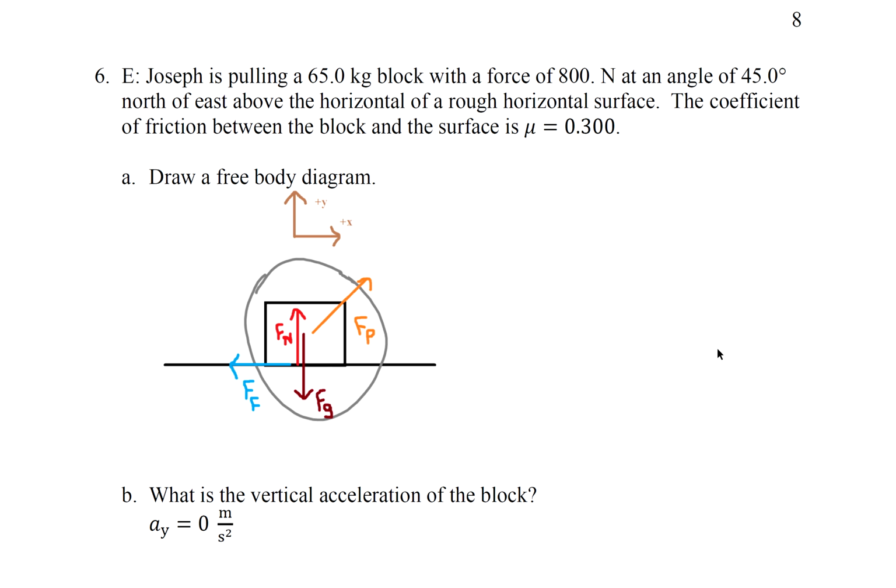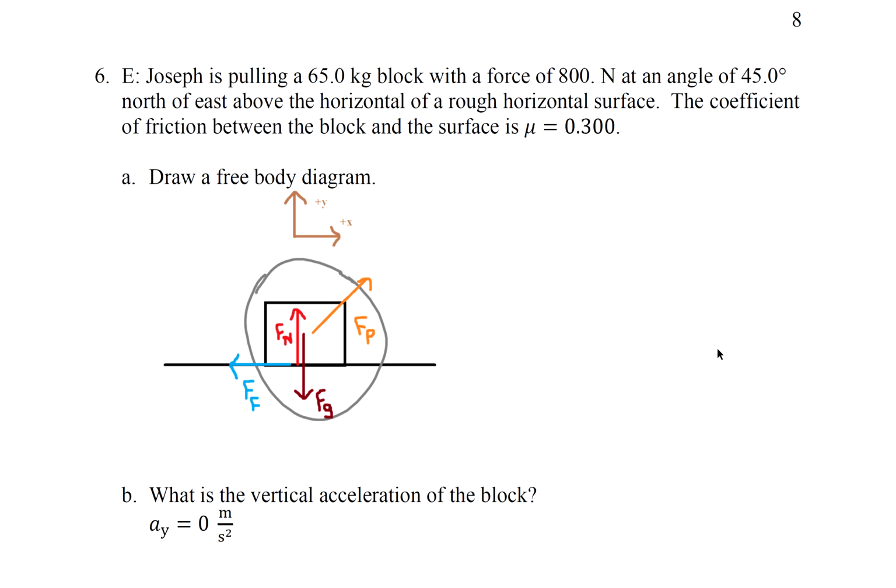Question 6. Joseph is pulling a 65 kilogram block with a force of 800 newtons at an angle of 45 degrees north of east above the horizontal of a rough horizontal surface. The coefficient of friction between the block and the surface is mu equals 0.3. So part A, draw a free body diagram.